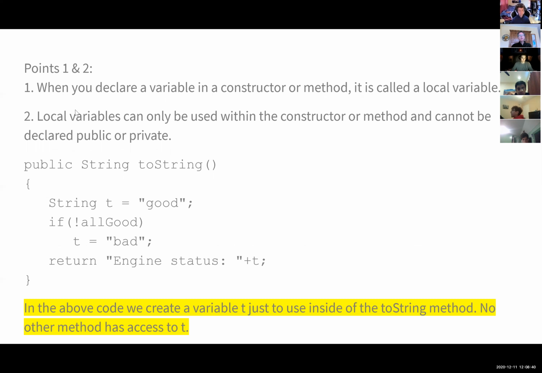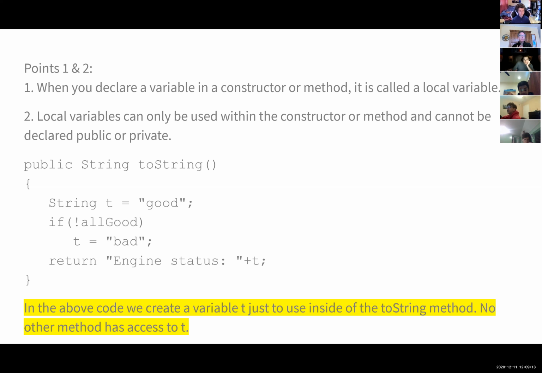So points 1 and 2 go together. When you declare a variable in a constructor or method, it's called a local variable, and local variables can only be used within that constructor or method, and they can't be declared public or private. So here's an example of a toString method. And look, I made a little variable here. I say string t equals good, and then I make a little if statement. If not all good, then we change t to bad, and then we return engine status plus t. Sometimes you do something like this.